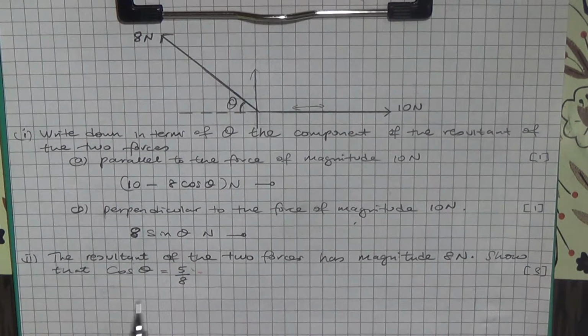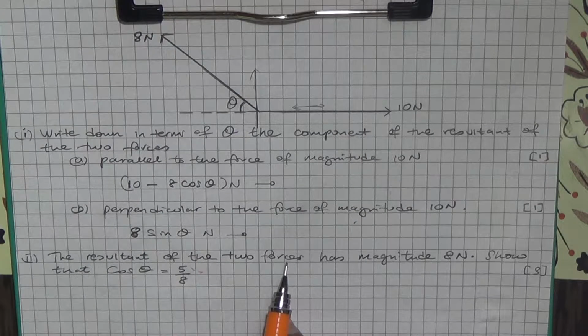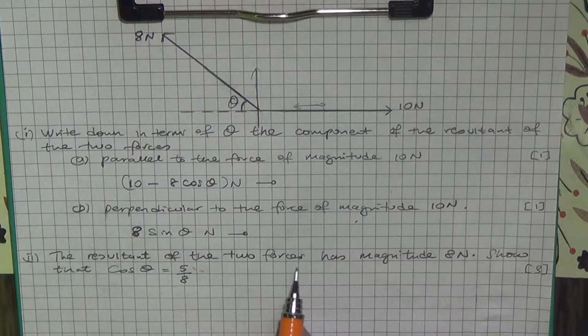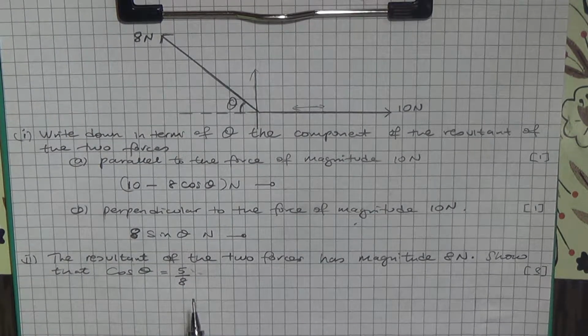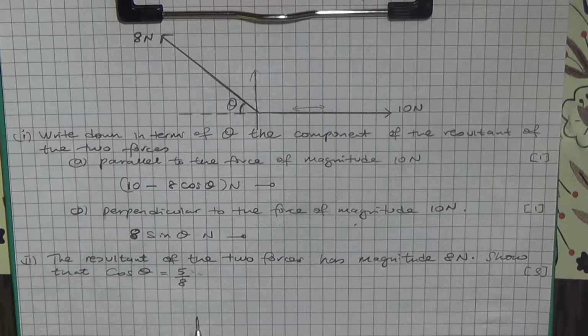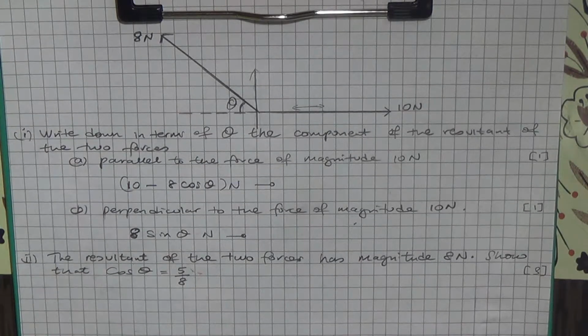The resultant of the two forces is 8 newtons. Show that cos of alpha is equal to 5 over 8. Now, let's just see what's happening here.